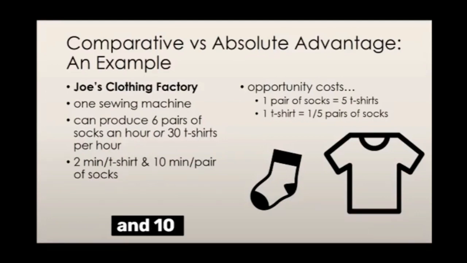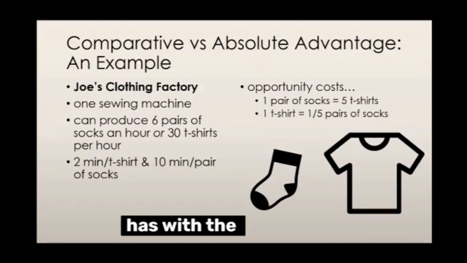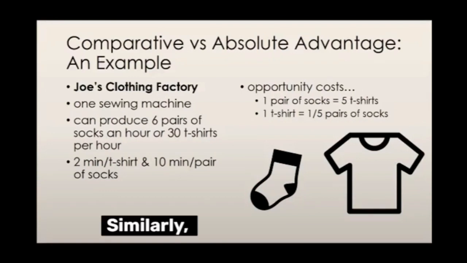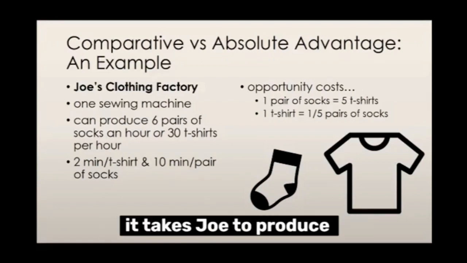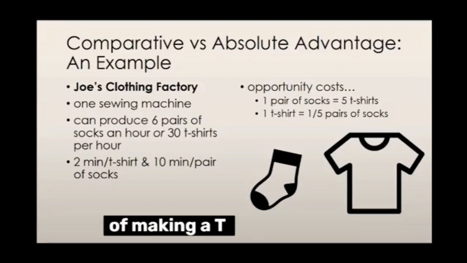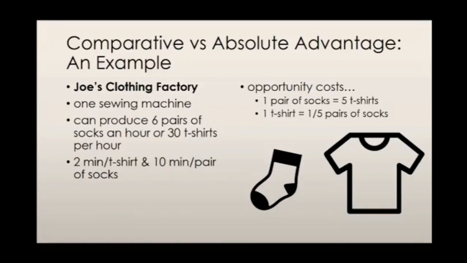If we do the math, we can say that it takes him 2 minutes to produce a t-shirt and 10 minutes to produce a pair of socks. If we want to know the opportunity cost of producing a pair of socks, we need to think of the best alternative Joe has with the 10 minutes it takes him to make those socks. In 10 minutes, Joe can also produce 5 t-shirts. Thus, the opportunity cost of producing a pair of socks is 5 t-shirts. Similarly, in the 2 minutes it takes Joe to produce a t-shirt, he could have produced a fifth of a pair of socks. I get it, it's not a complete pair, it's more like a little bit of a sock that he has worked on. Thus, the opportunity cost of making a t-shirt is making a fifth of a pair of socks.